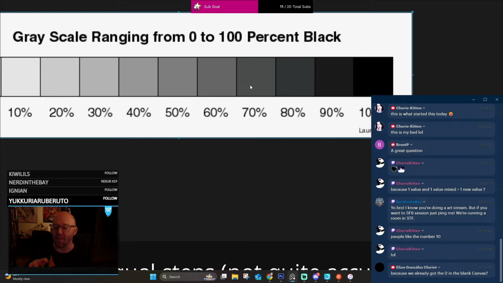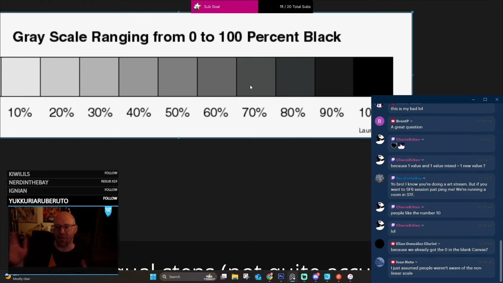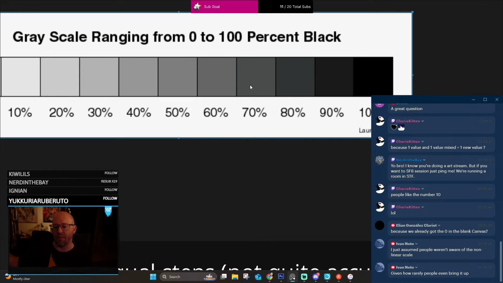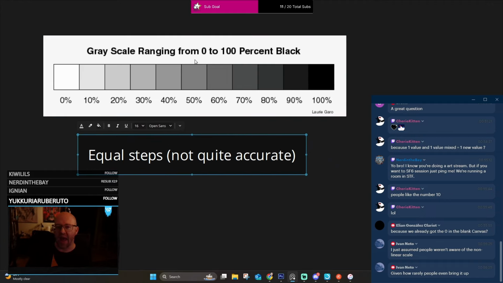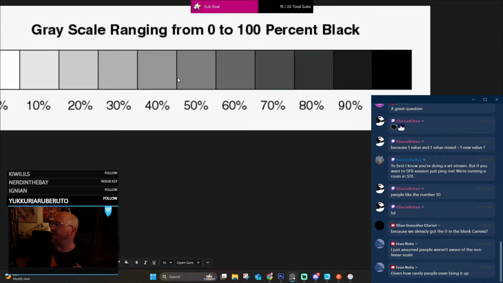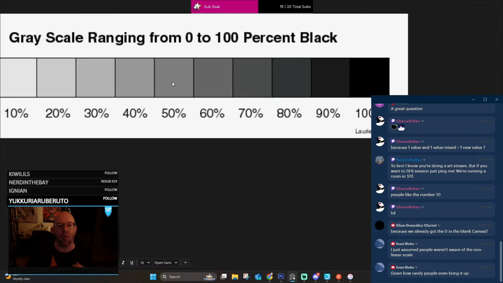We'll also talk about with value scale that pure 0% and pure 100% don't really exist in nature. Whenever digital artists use pure white and pure black, that's what makes your art look fake and digital, because you're always going to have light bouncing off something and picking up things. So there's never pure white, never pure black. But back to this question, why is there a 9-point value scale? I just assumed people were not aware of the nonlinear scale. We'll talk about that in a second, because here I put these as equal steps, but this is not quite accurate. We will talk about that in a minute. But this is easy to look at, easy to know what we're doing.